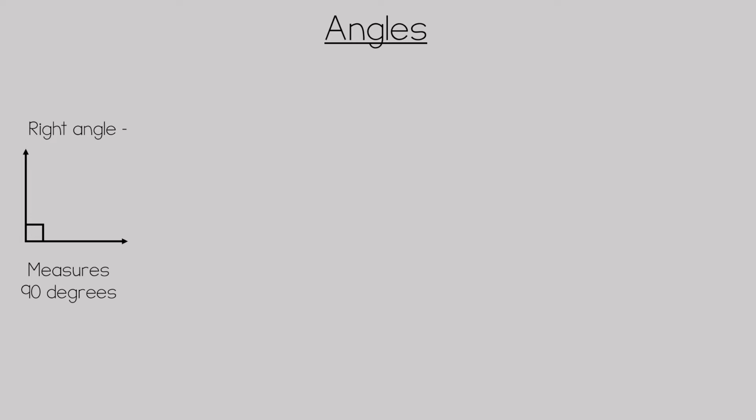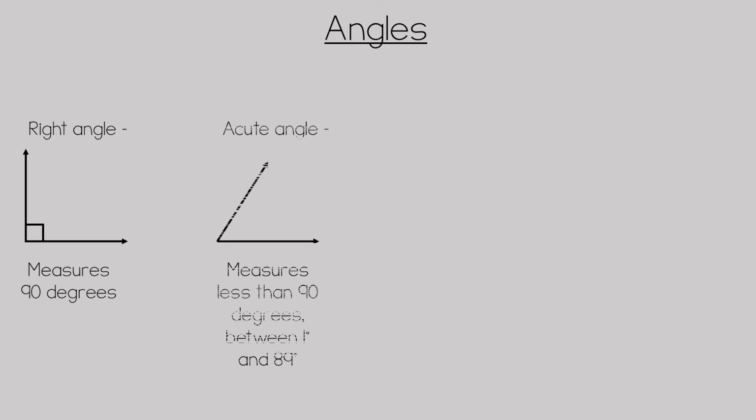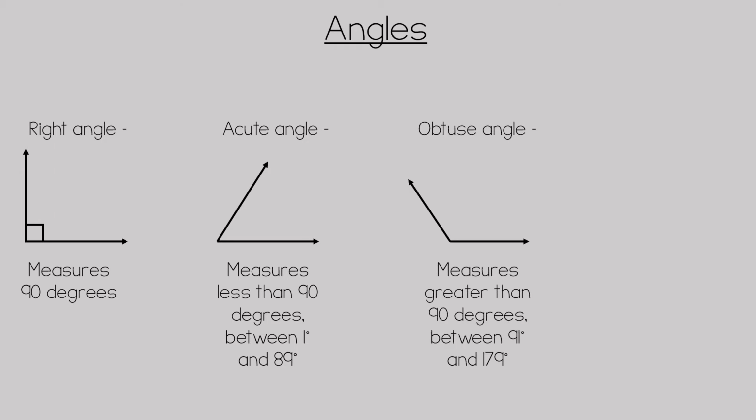In order to classify angles, we want to be able to identify if an angle is greater than or less than a right angle. An acute angle is an angle that is less than 90 degrees. Any angle that measures between 1 and 89 degrees is considered an acute angle. An obtuse angle is an angle that's greater than 90 degrees. Any angle that measures between 91 and 179 degrees is considered an obtuse angle.